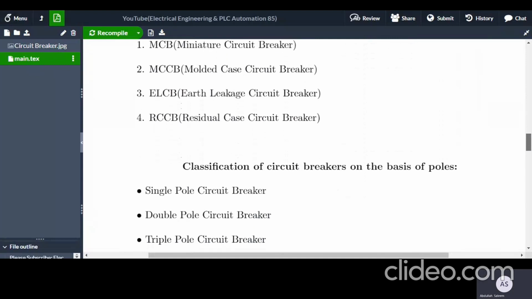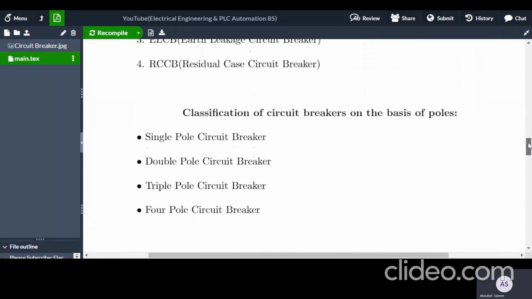Okay, so classification of circuit breakers on the basis of poles. Single pole circuit breaker is known as SP and is used in single phasing. Double pole circuit breaker requires incoming phase and neutral. Triple pole circuit breaker is for three phase. Four pole circuit breaker offers you the control of three phase along with neutral.